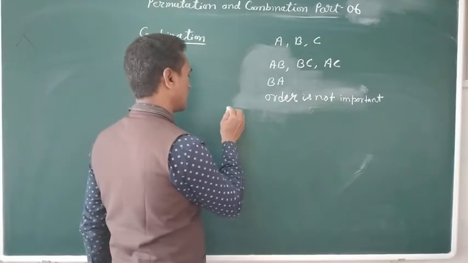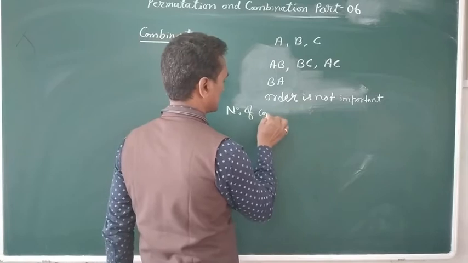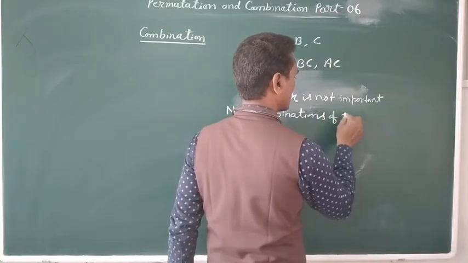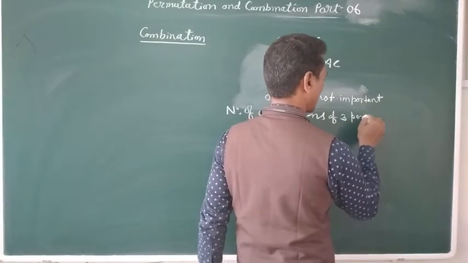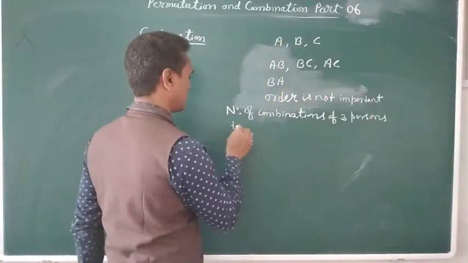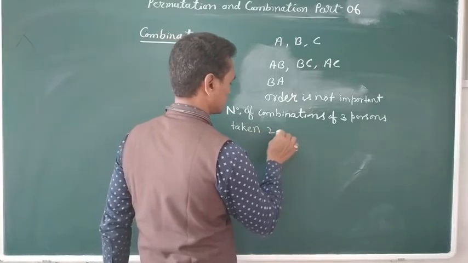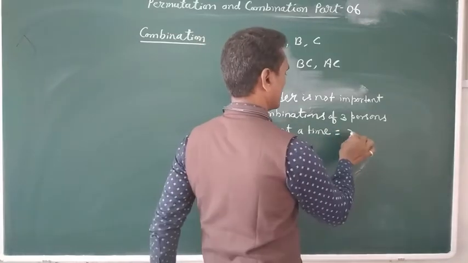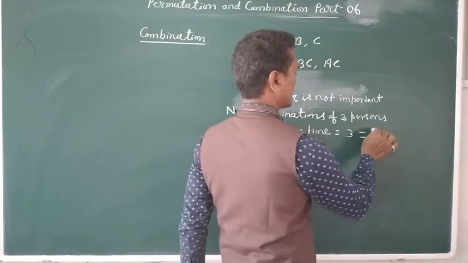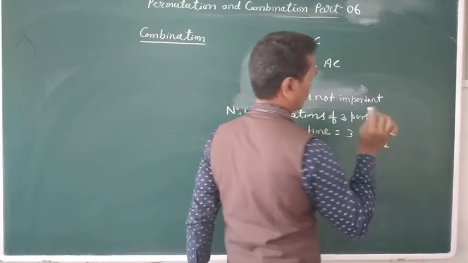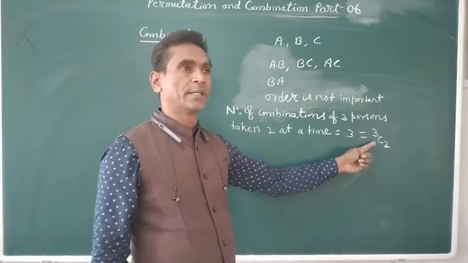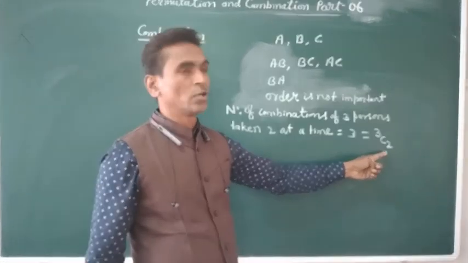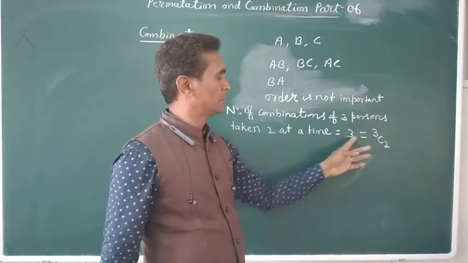So here you can write the number of combinations of three things, three persons, taken two at a time is equal to 3, and this is denoted by 3C2. 3C2 will represent the number of groups of three different things taken two at a time. So the value of this is here 3.